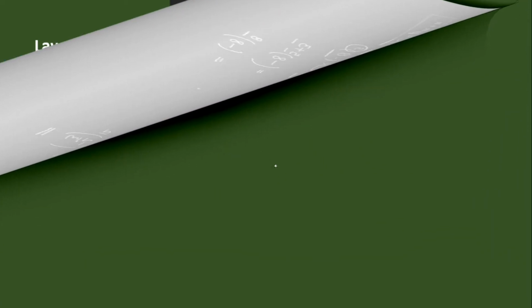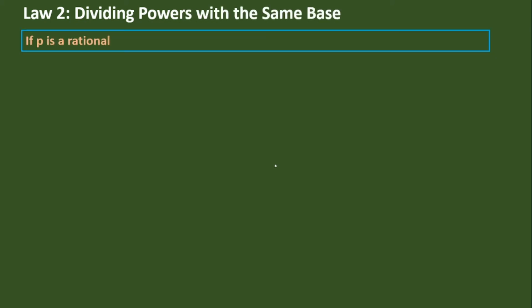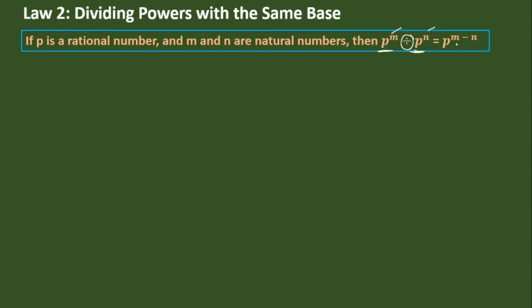Now let's understand law second, which is dividing powers with the same base. If p is a rational number and m and n are natural numbers, then p to the power m divided by p to the power n is equal to p to the power m minus n. So in this law, when you have the same base and different powers with a division sign between, then you will simply subtract those exponents. Let's understand with an example.